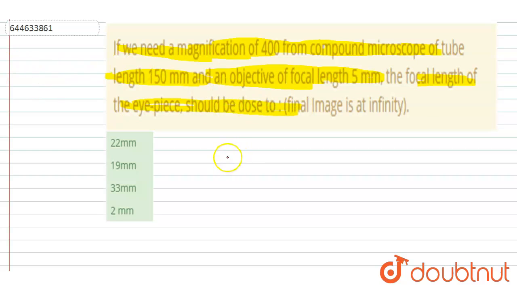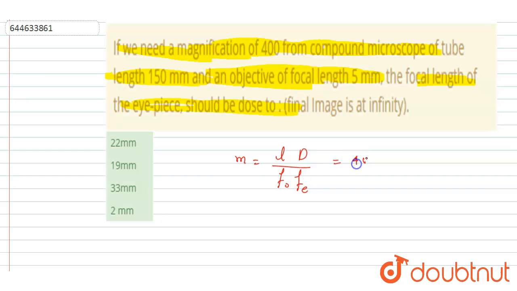So if I write down the magnification, it is equal to tube length times the minimum distance D of distinct vision, divided by focal length of the objective into focal length of the eyepiece, and it is given here, it is 400. Right?